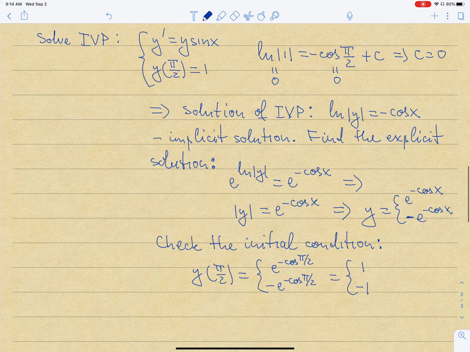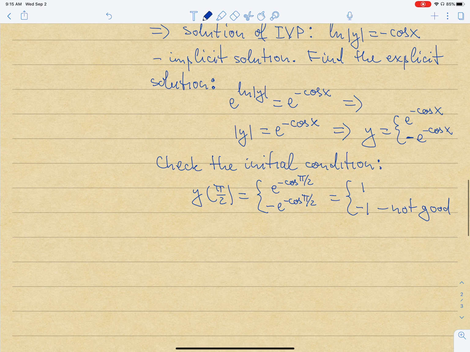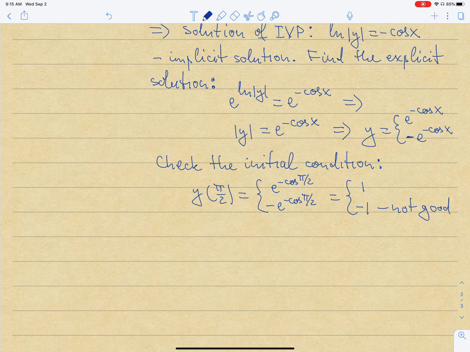But what's the initial condition? The initial condition is that y of pi over 2 is 1. So y of pi over 2 cannot be minus 1. So this is not good, right? Because our curve passes through the point pi over 2, 1. So that means that we need to discard the second solution.